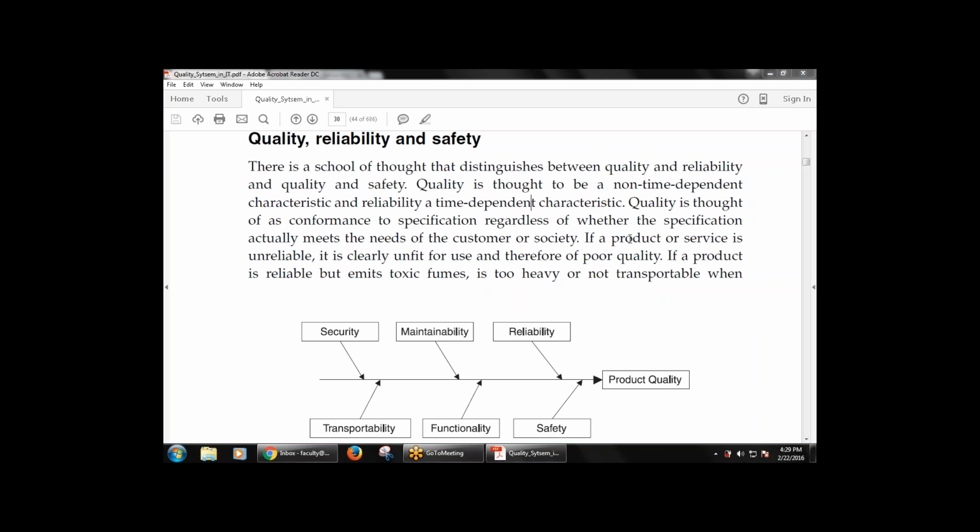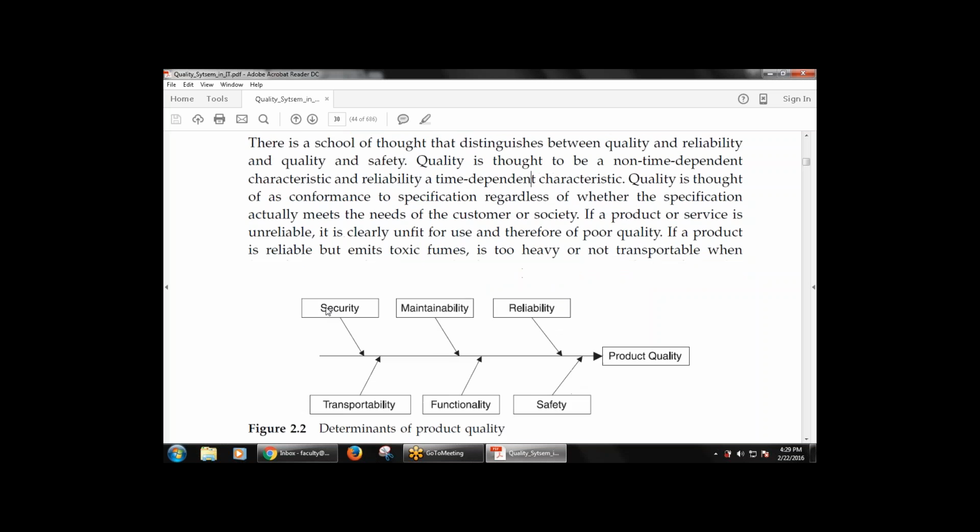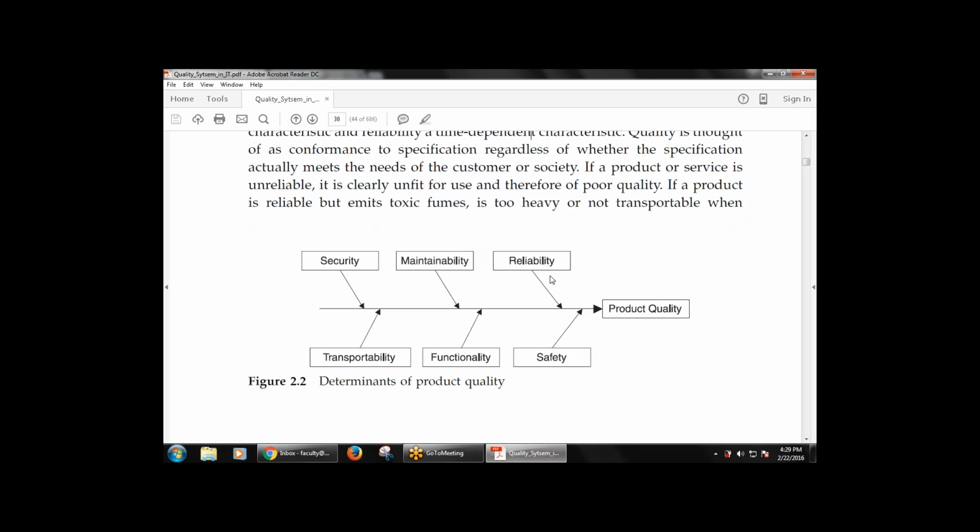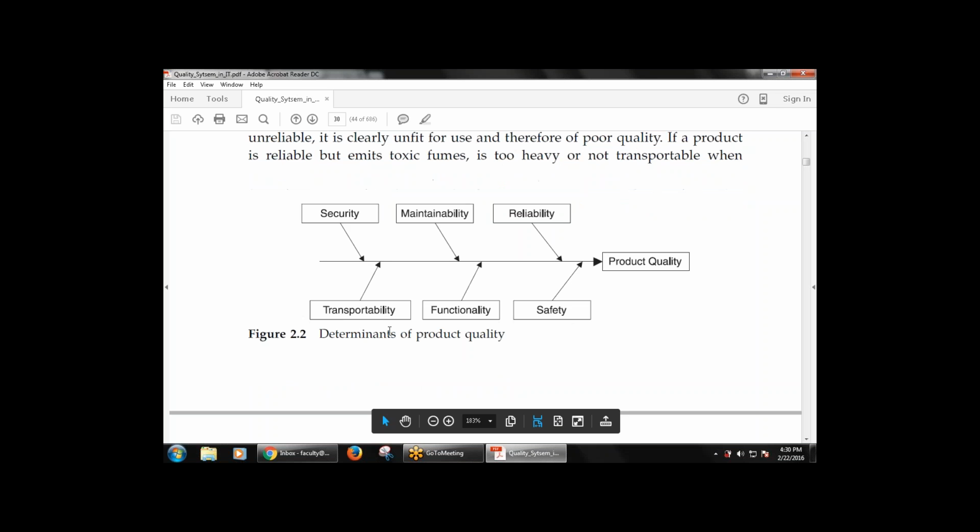It depends on the quality, it depends on the reliability. We can rely on the quality or not. So there are multiple aspects available: security, maintainability, reliability, transportability, functionality, and safety. These are the determinants of the product quality.